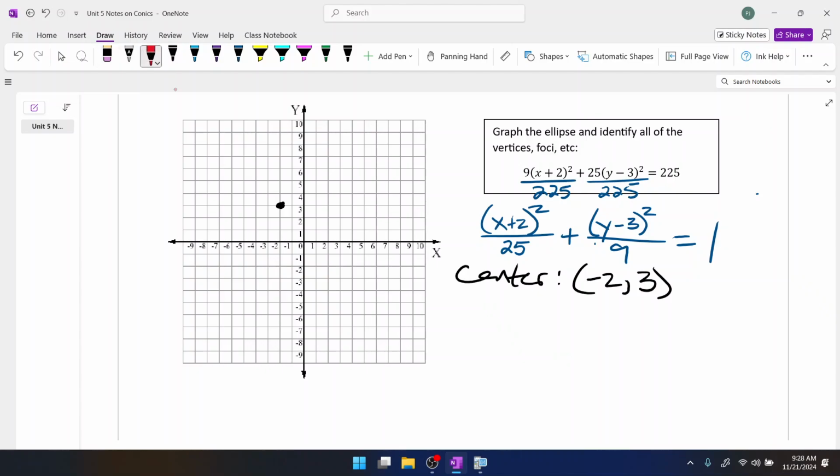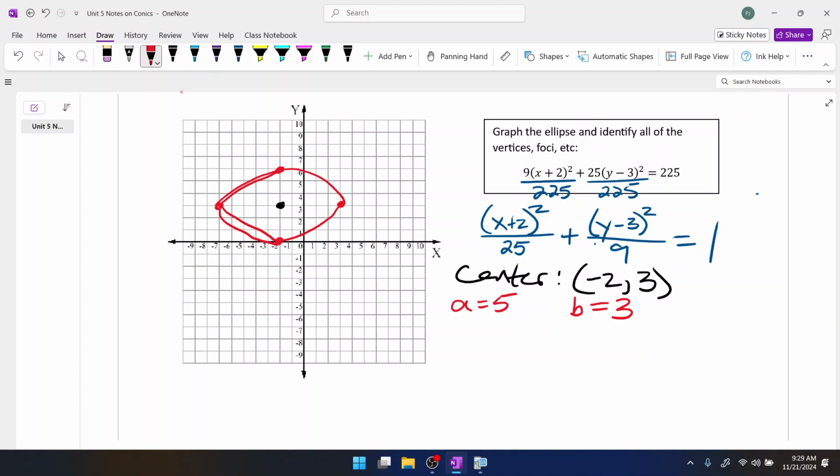So, your A value is 5 and your B value is 3. So we're going to go 5 units away horizontally and 3 units up and down vertically. Oh, see, that's a little better. Close enough for government work.